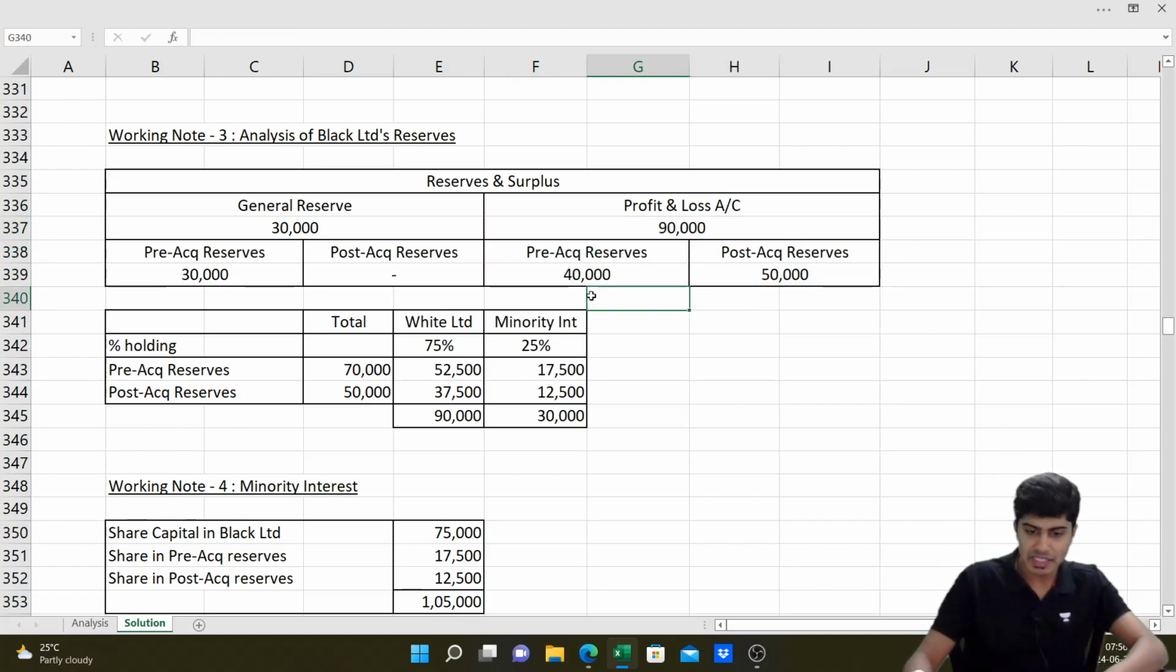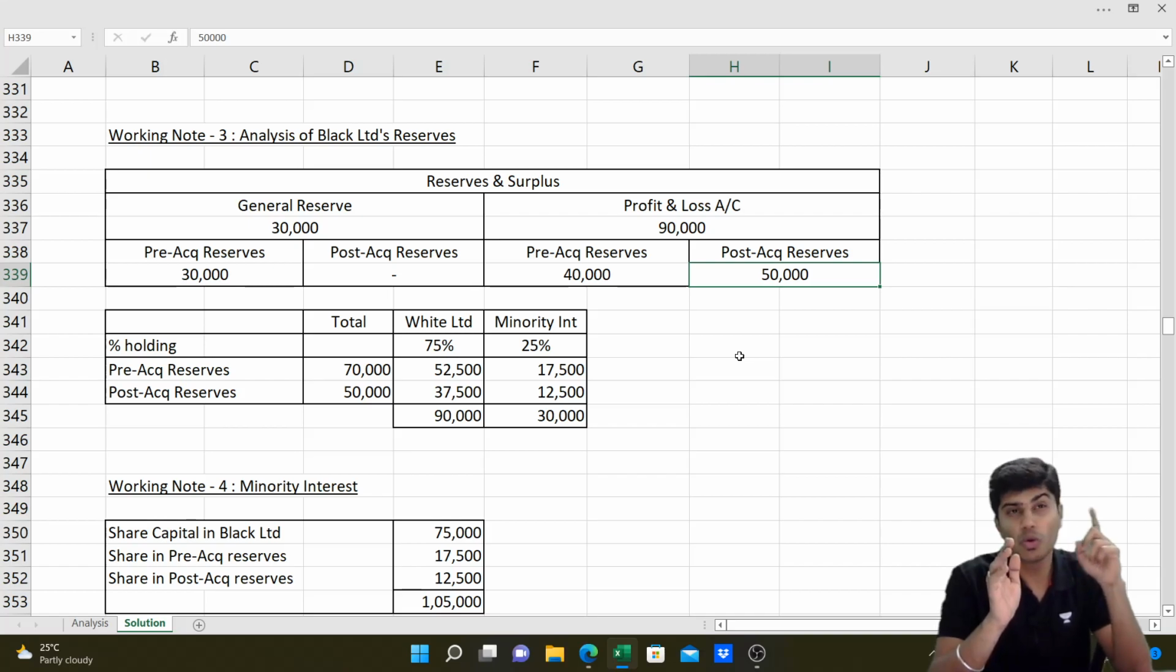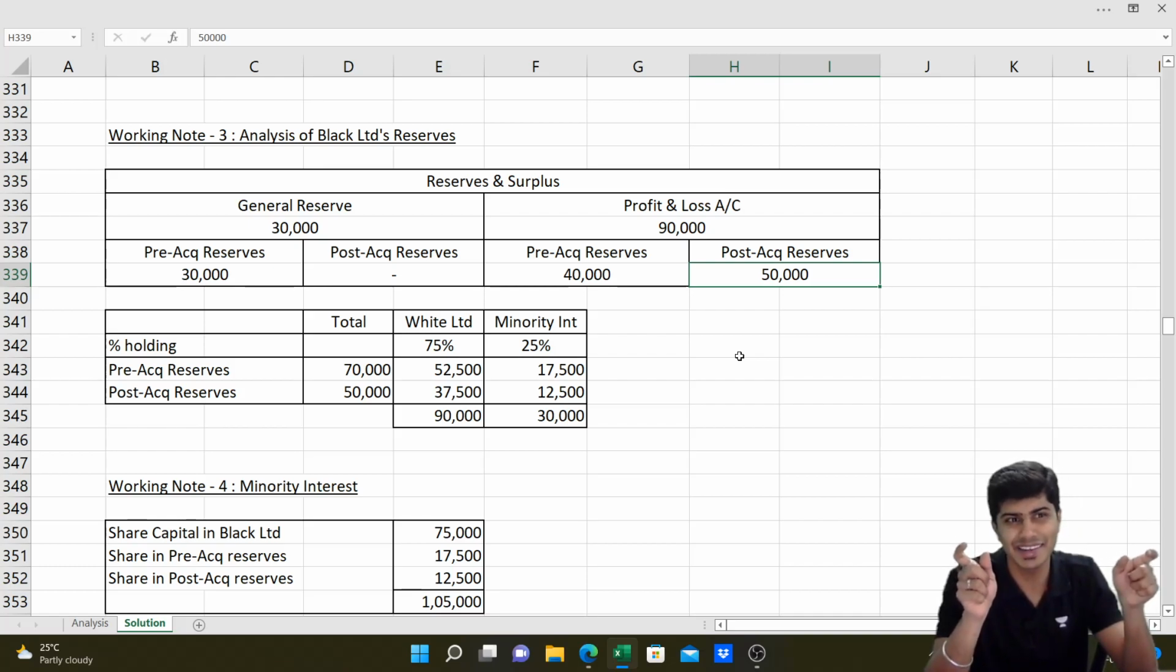So here we'll have minus 10 plus 50. So it becomes 40, and here it is 50. You didn't understand? 90,000 is on the closing date. On the opening date it is minus 10. So during the year 1 lakh rupees is earned. Do you agree with me? Opening P&L minus 10, closing P&L 90. So during the year you would have earned 1 lakh rupees as profit.